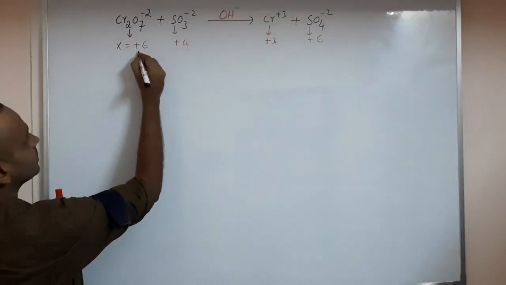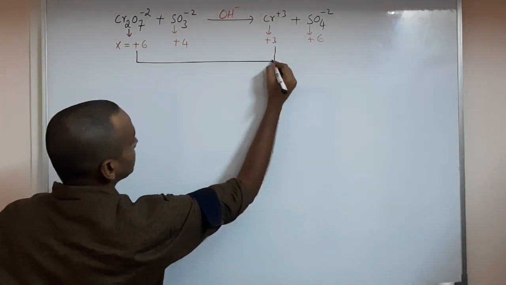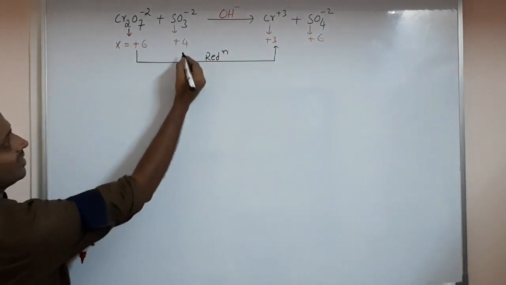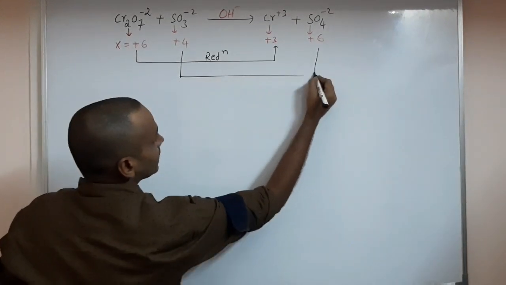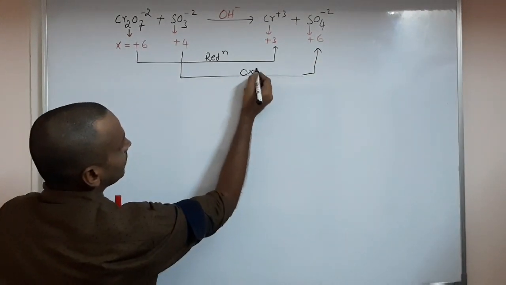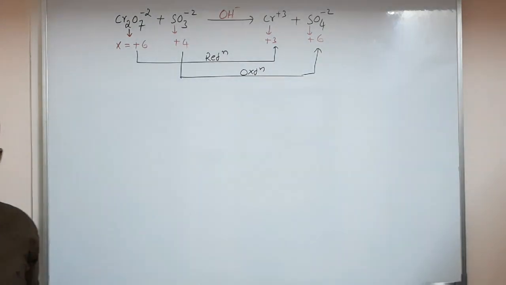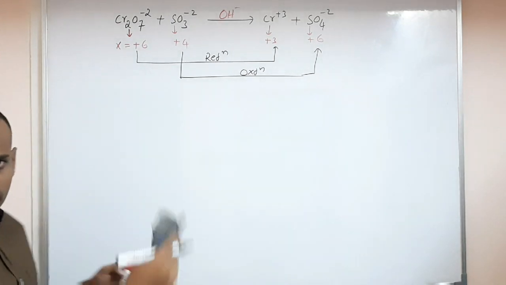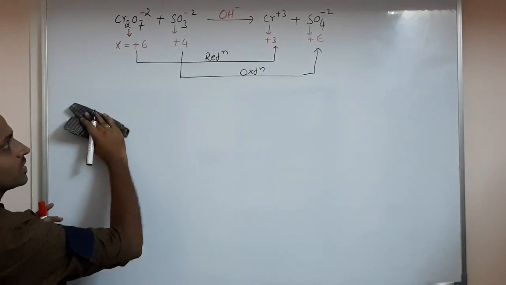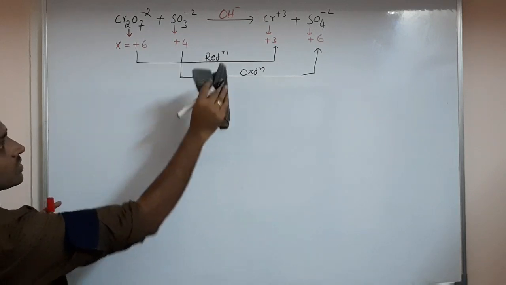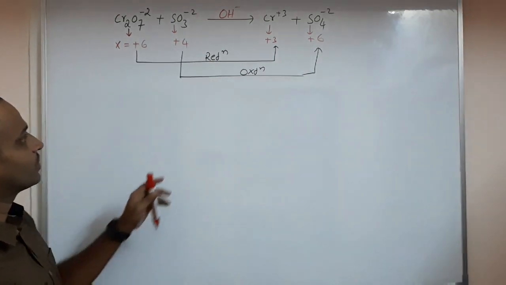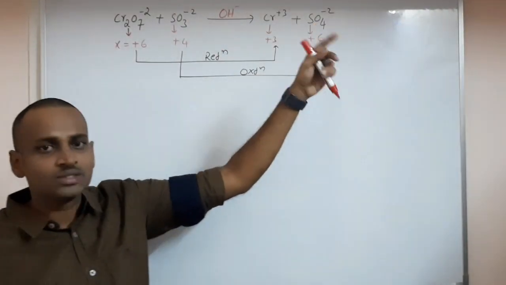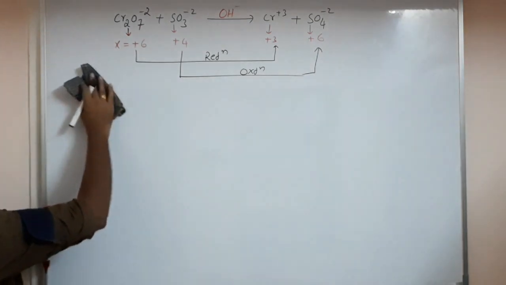Here plus 6 converted to plus 3 is the reduction half. And plus 4 converted to plus 6 is the oxidation half. So what to do? Oxidation half and reduction half, you have to split; two columns you have to write. I'll erase this. Why is this oxidation, understood now everyone? Plus 4 converted to plus 6, oxidation state increased, so that is oxidation.